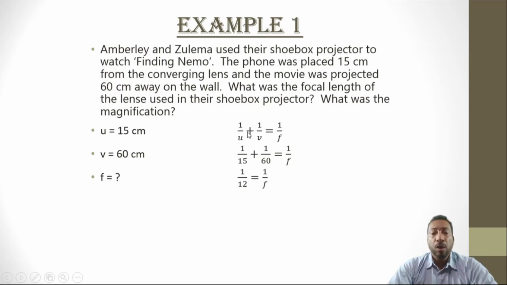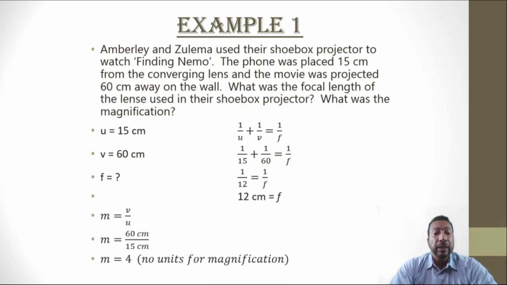So we have our formula, 1/u plus 1/v is equal to 1/f. We substitute: 1/15 plus 1/60 is equal to 1 over the focal length. Using your calculator with the fraction function, 1/15 plus 1/60 is 1/12. But that 1/12 is 1 over the focal length. So then you have to use the reciprocal function on your calculator, and that will give you that f is 12 centimeters. You can do that using your calculator or by hand if you know how to add fractions.